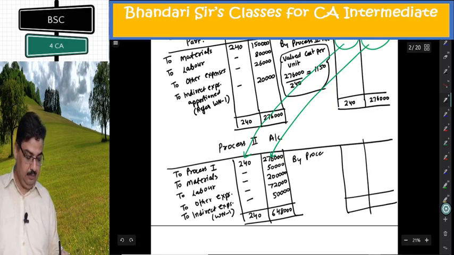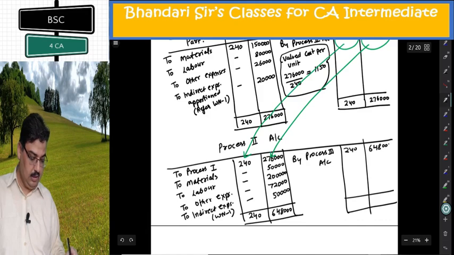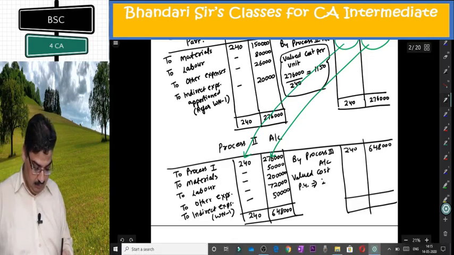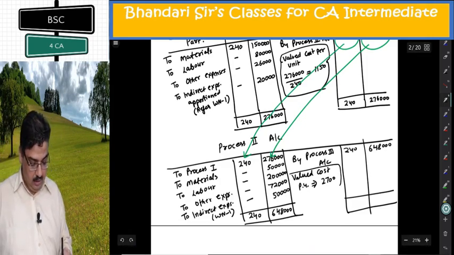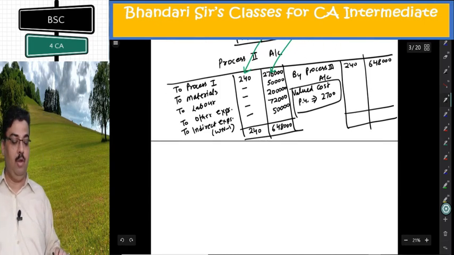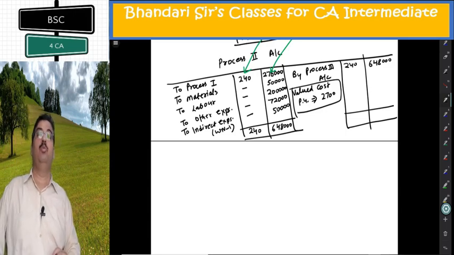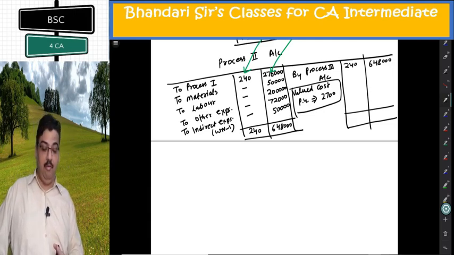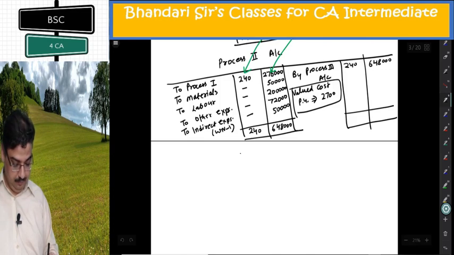By process 3, 240 units, 6,48,000. Valued cost per unit: 6,48,000 divided by 240. I'm getting 2,700. Make sure you write it in the exam either in a working note or in the process account. Valued cost per unit has to increase only because more cost is being incurred. It has to be more than what you got in process 1. 1,150 gets increased to 2,700.